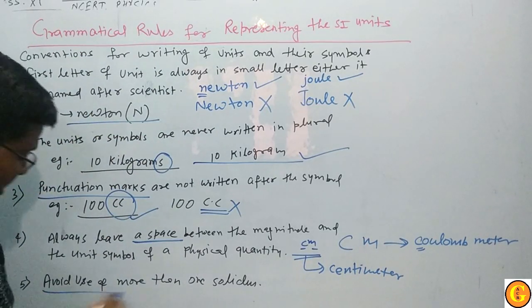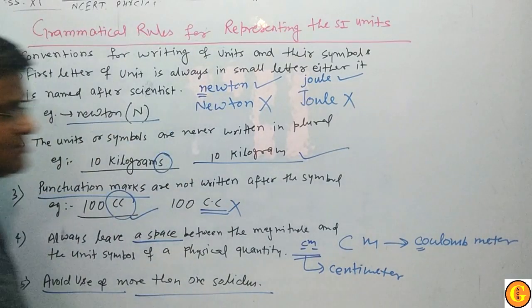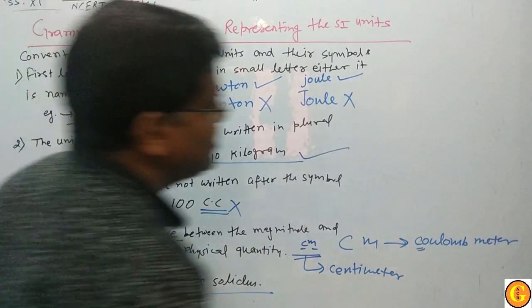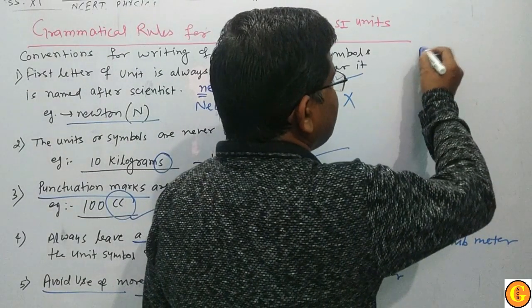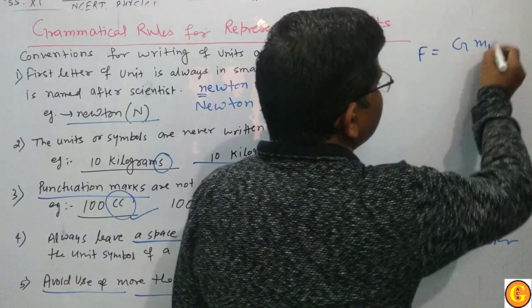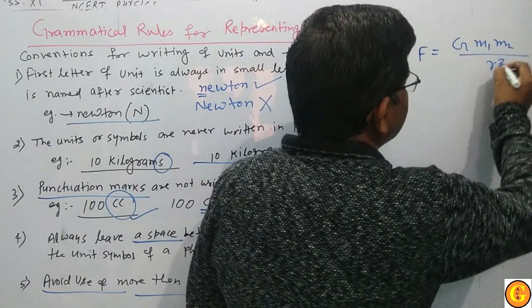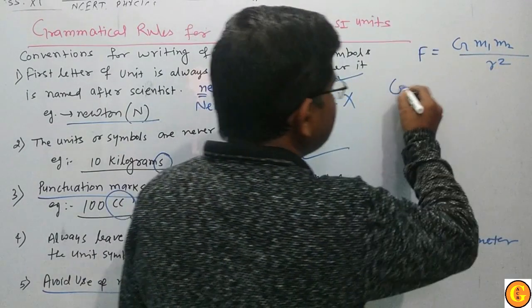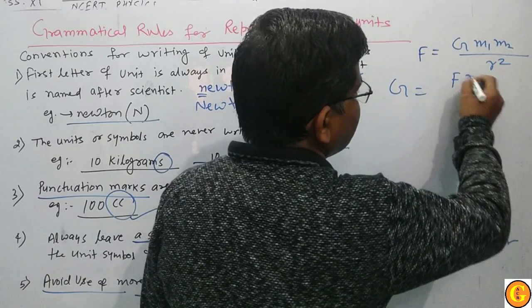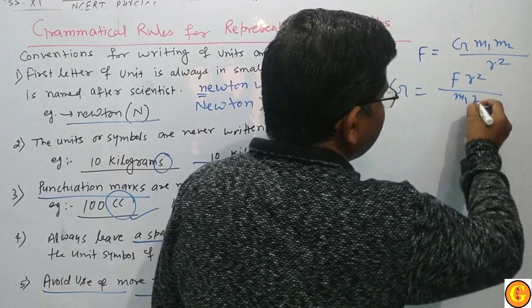And next, avoid use of more than one solidus. एक solidus क्या होता है? जैसे आप लिखते हो कि F equal to G m1 m2 by r square. Then G equal to क्या लिखोगे? F r square by m1 m2.